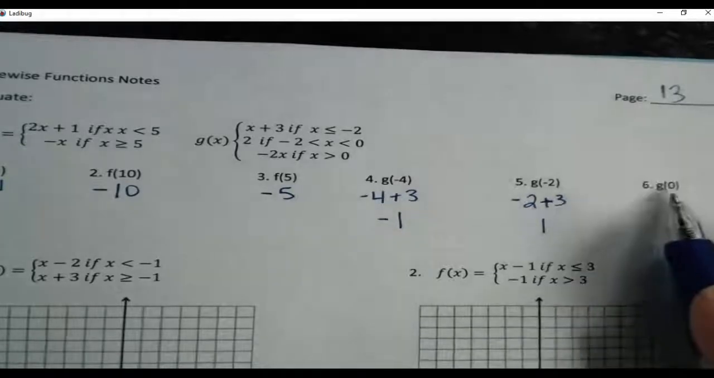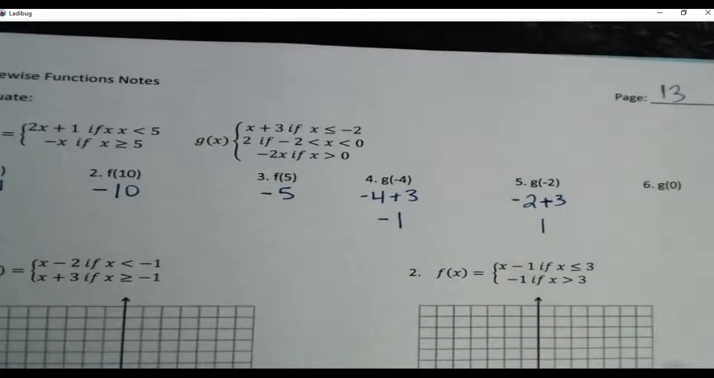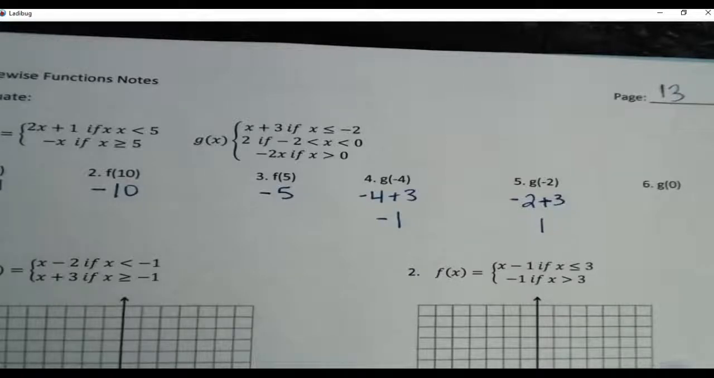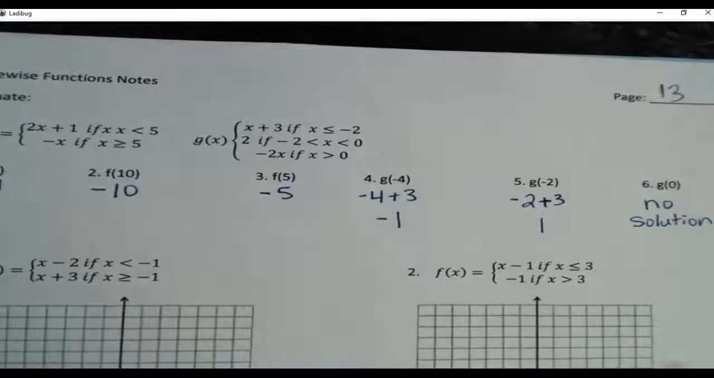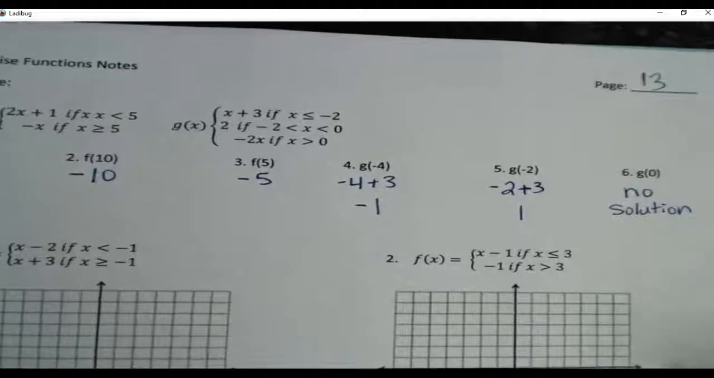So how about number 6? We want g of 0. Which one can I plug it into? Would it be the second one or the third one? It's not equal to 0. Are either one of them equal to 0? You got a point. So then you just say no solution, or you can say undefined or something like that. So if it gives you a number that's not in those inequalities, no solution, undefined, something like that. Any questions on evaluating?